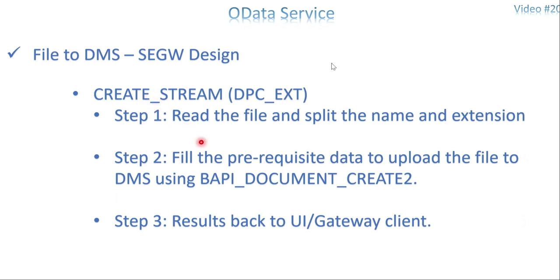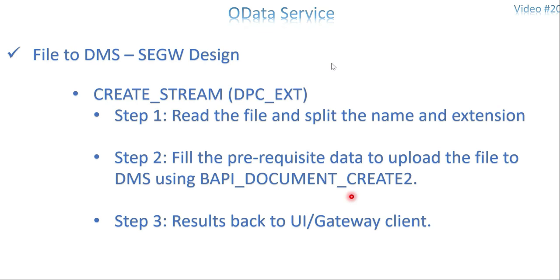In the create stream, we have three different steps, just for easy understanding. Once you read the file name from your URI from the UI application, then we need to read the file and split the name and extension. We need to identify the name of the file and the extension of the file. Once that's done, we have a split function module, and we just make use of that.